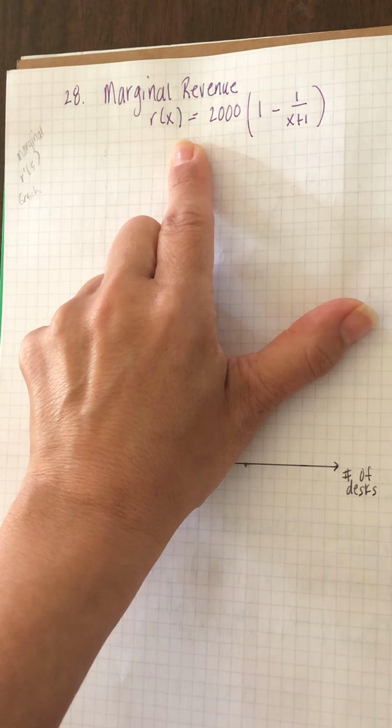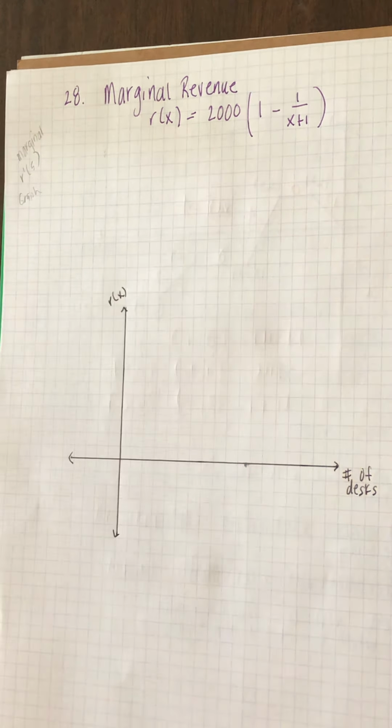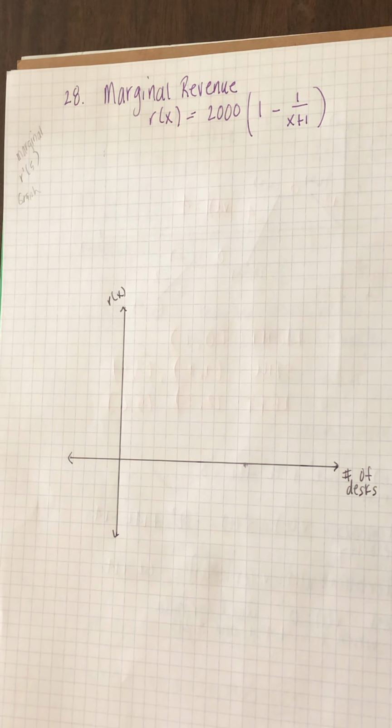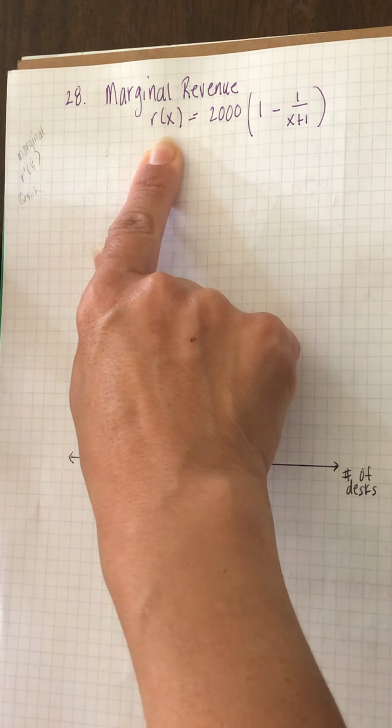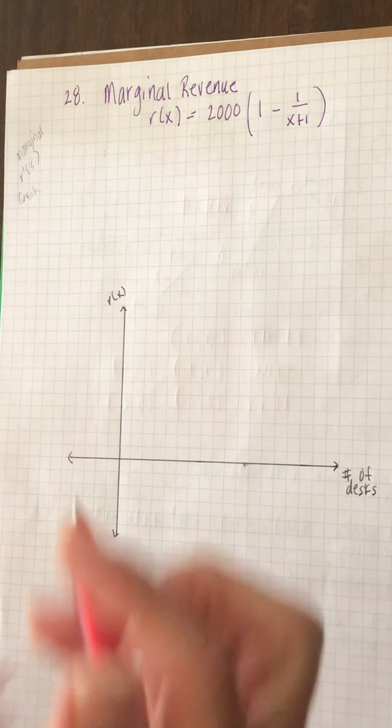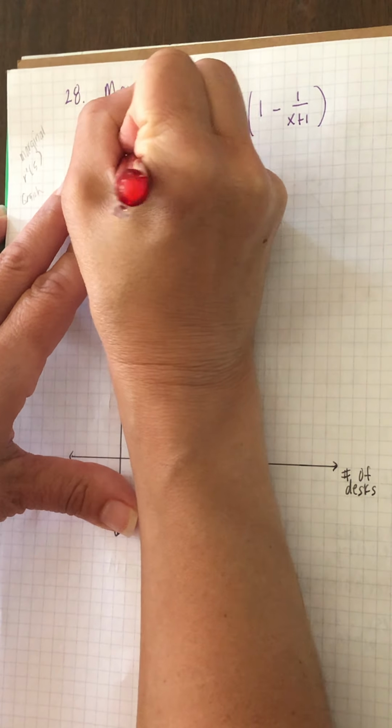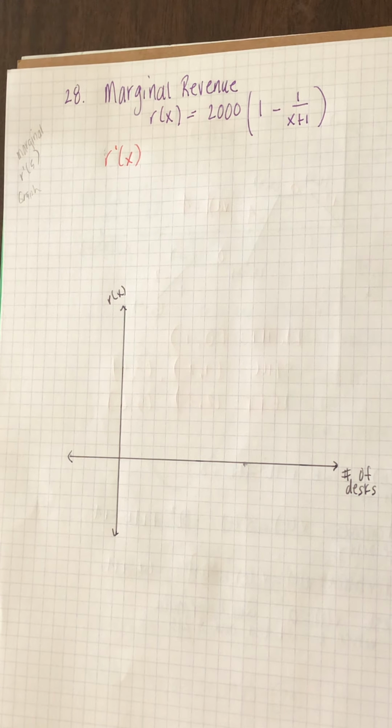Here we go, revenue. R of x is equal to what's in the problem. Okay, so they ask you to draw the graph, which we're going to do last. It says to find the marginal revenue when x desks are sold. What are we selling here? Desks. We're selling desks. So what I need to do is to find the marginal revenue. That's the topic of the problem. This is the revenue, R of x, but the marginal revenue is the derivative of the revenue. The marginal revenue is the derivative of the revenue.